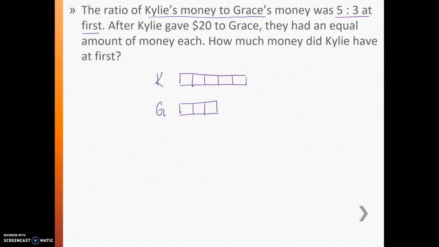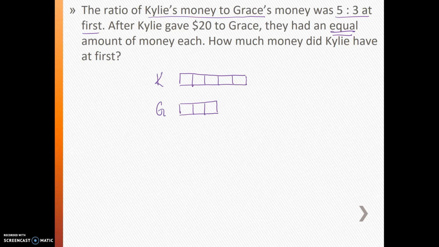Okay, what's going to be our after situation? So next in our word problem it says after Kylie gave $20 to Grace, they had an equal amount of money each. So if we ask ourselves what's changing, both things are going to change, right? Because Kylie's going to give some money to Grace. How much money did Kylie have at first? Wow. Well, how are we going to do this? It says after Kylie gave $20 to Grace, they had an equal, check that out, equal amount of money each. Let's take a look at our bar models, and let's not even deal with the $20 quite yet. We'll come back to that.